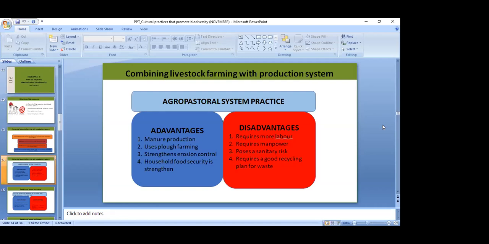However, it poses a sanitary risk. Sometimes when I'm away and I do not have time to pack the poultry dungs, that place gets messy. And that is sanitary risk. So that is one of the disadvantages. And also, it requires a good recycling plan for waste. If you don't have a way of disposing, managing all these dumps, all these droppings, you won't enjoy what it has to give. So it requires a good recycling plan.